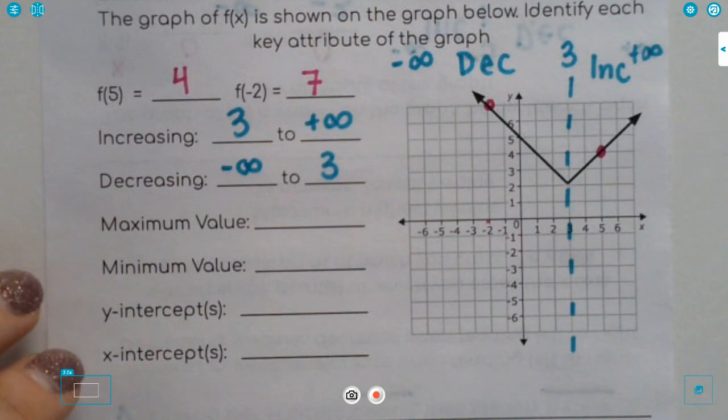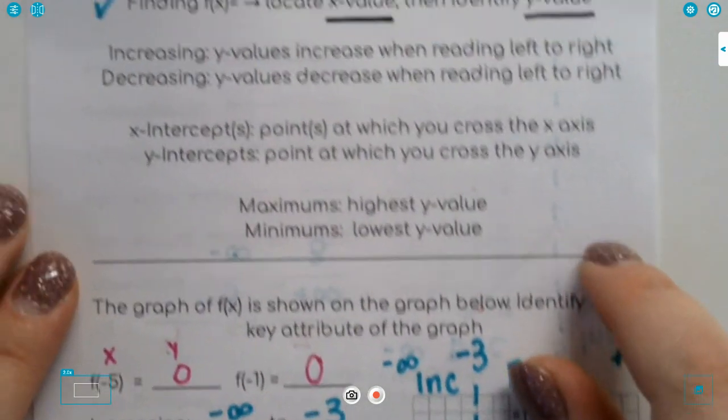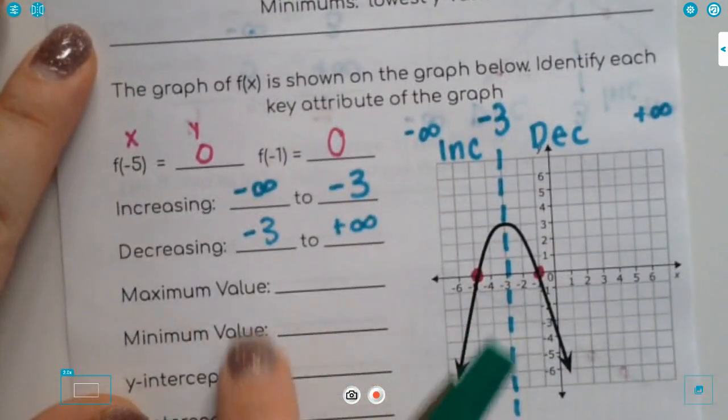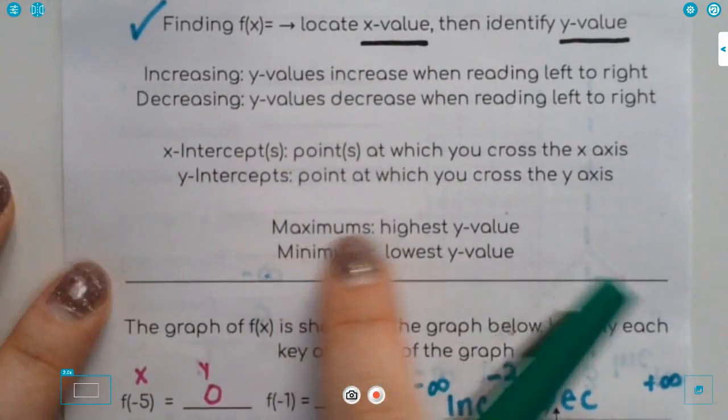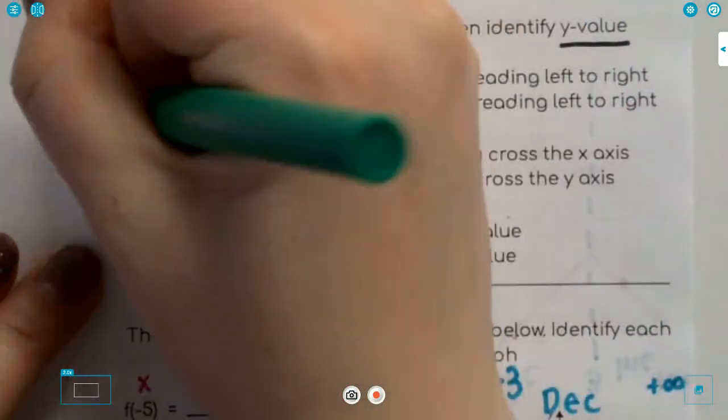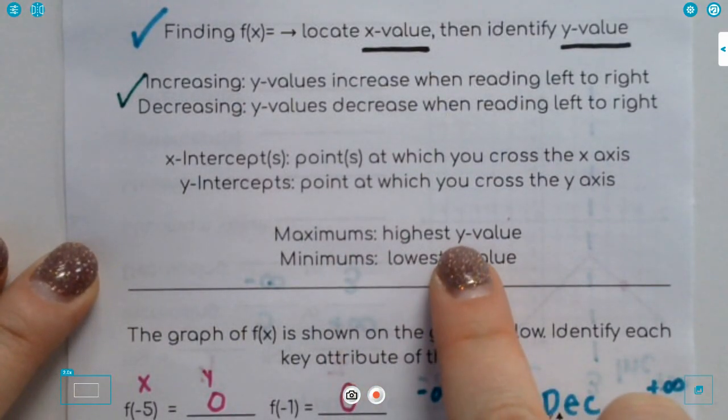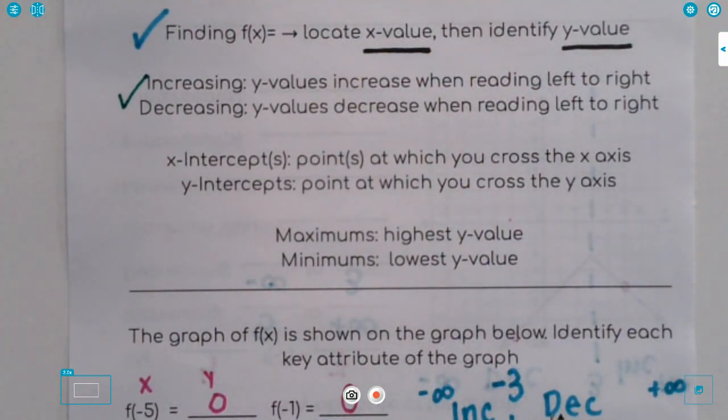Okay, let's go back to the front. Our last 2 things should be a little bit quicker. We are going to talk about, and this is out of order, maxes and mins next. So maximums and minimums. Maximums are our highest y value. So that's if we have the top of a mountain. Minimums are our lowest y values. That's if we have the bottom of a valley or the bottom of a U. You are going to have a max, a min, or neither.